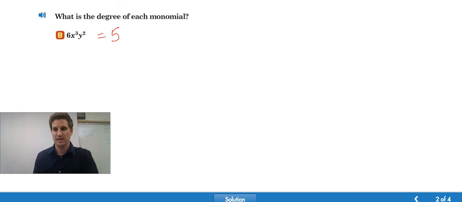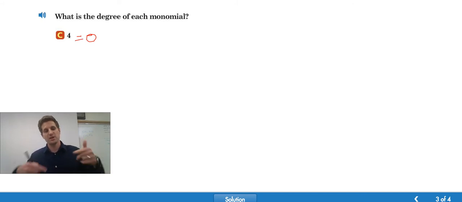Let's look at a second example. So write down the problem. What is the degree? 6x to the third, y to the second. The degree would be 5. Let's look at another problem. Okay, what's the degree of this? It's a constant, so it's just going to be 0. That's it. Nothing. All right, let's pick up the pace a little bit.